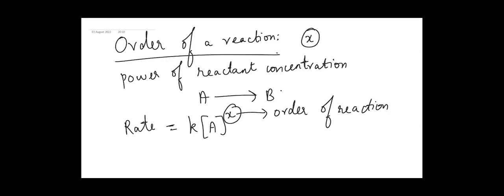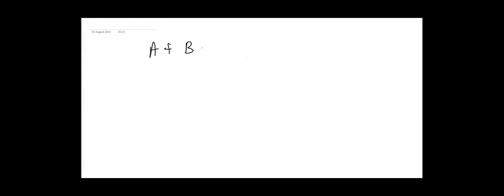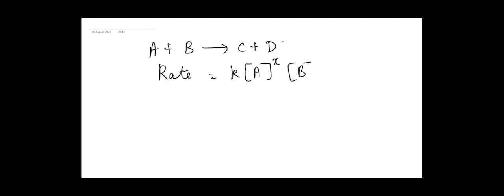So this is the order of a reaction for a simple case. Say suppose there are two more reactants. Say suppose A plus B gives C plus D. Now how can we write the rate equation? Rate is nothing but k times A power some x into B power some y. Now there are two variables here, x and y, two real numbers.